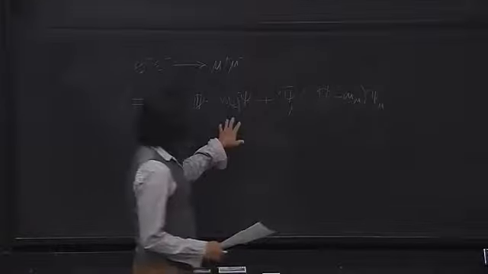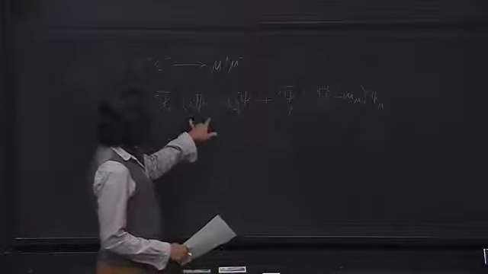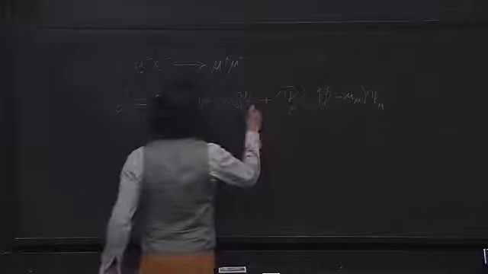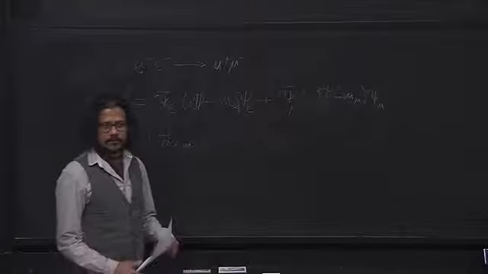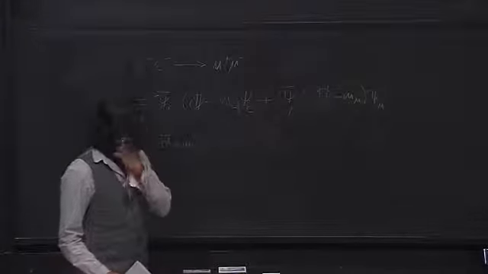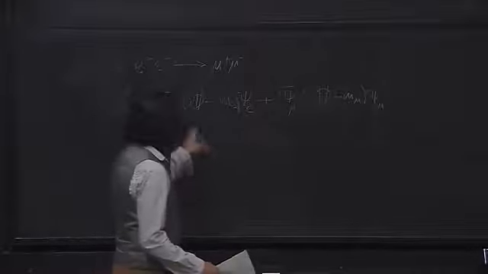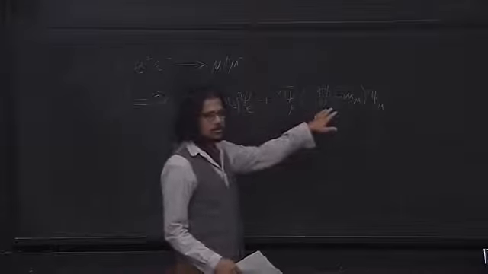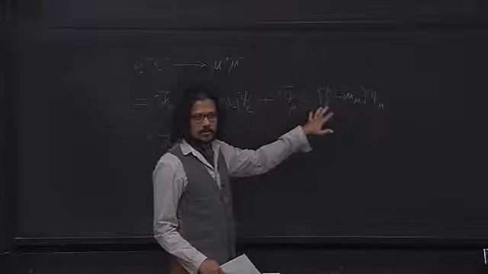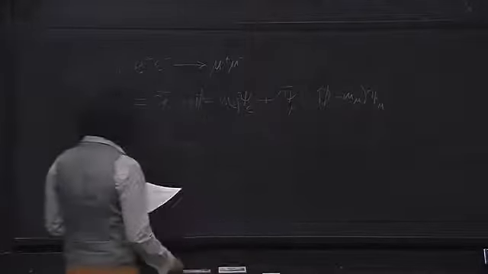So here you see that the muons and the electrons don't talk to each other directly, meaning that there is no direct coupling terms between them. But both of them couple to a photon.